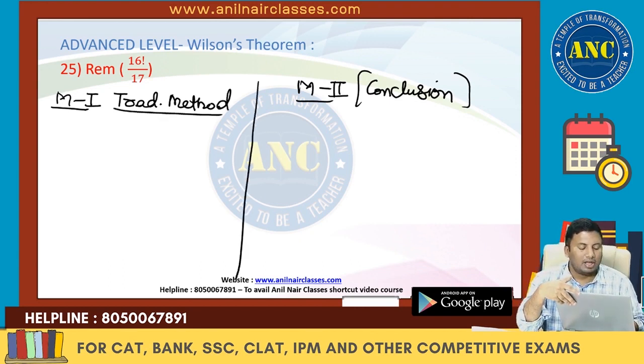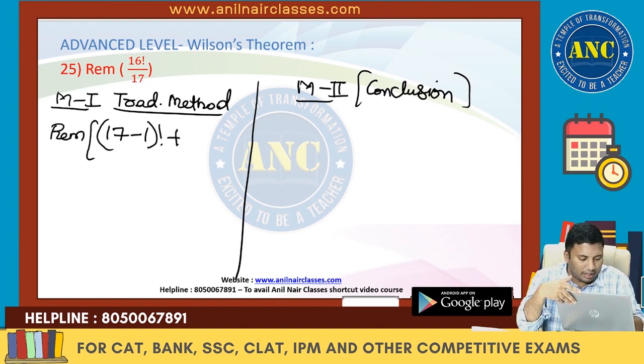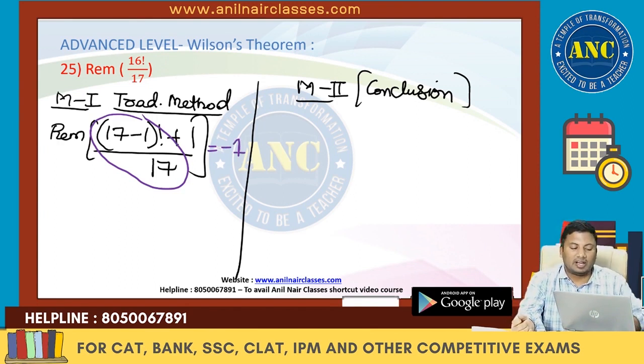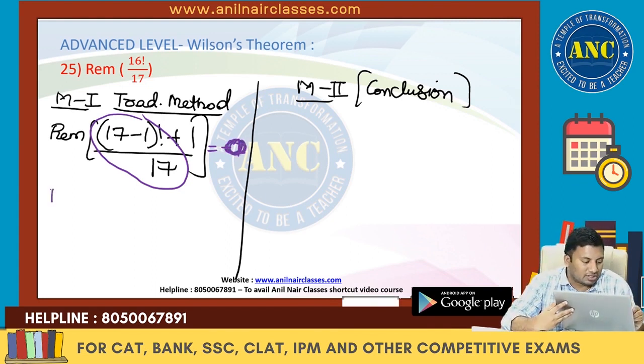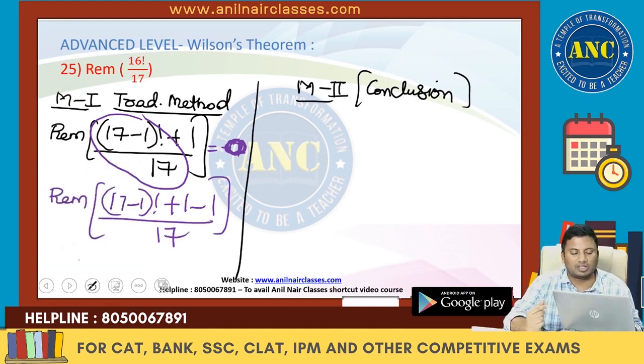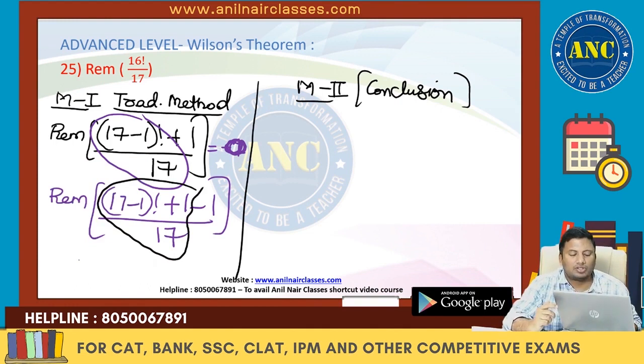Now see here. 16 factorial divided by 17. We know (p minus 1) factorial plus 1, when divided by p, the remainder is 0. So for this question, I will take (17 minus 1) factorial plus 1 minus 1 when you divide by 17. (p minus 1) factorial plus 1 is divisible by p, so it is 0. 0 minus 1 is -1. The answer for this question is -1.